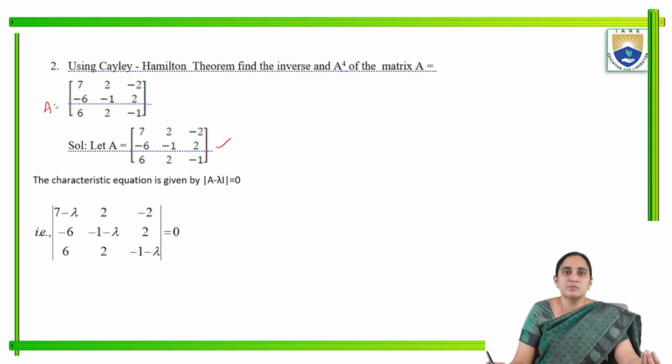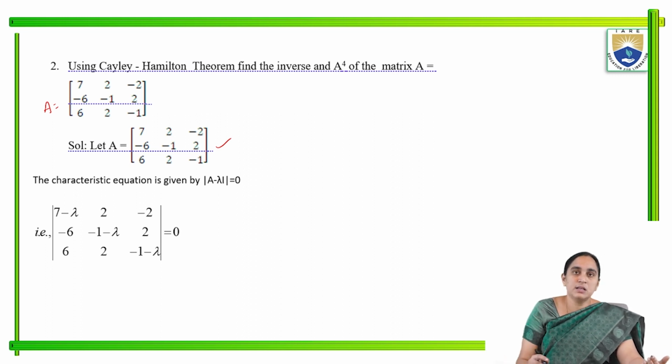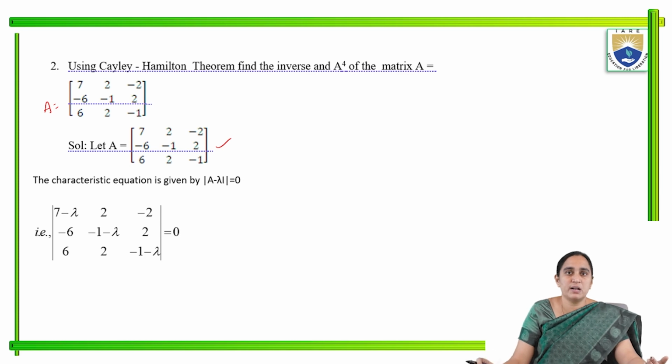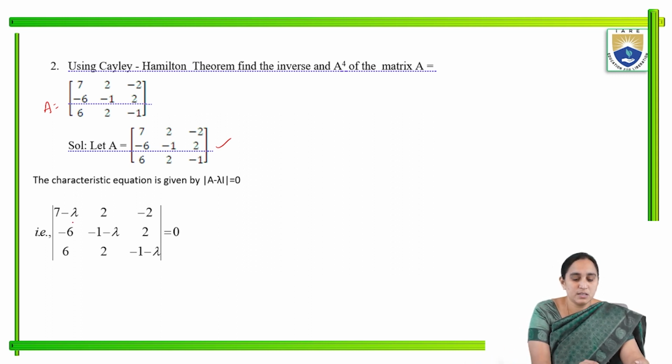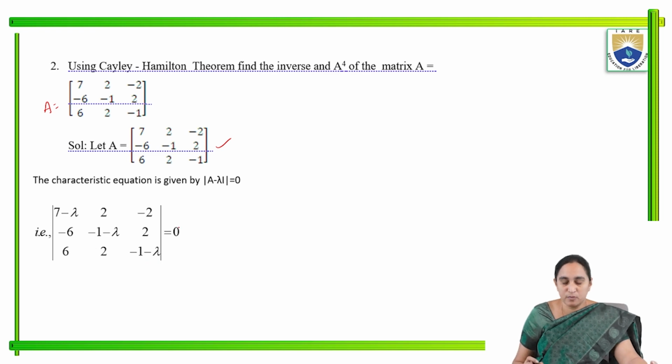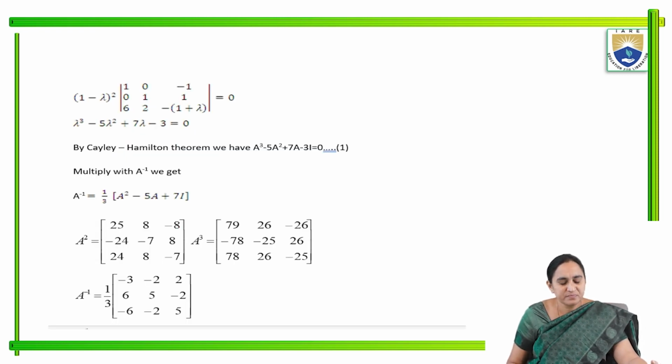The Cayley-Hamilton theorem: every square matrix satisfies its own characteristic equation. That means the given matrix is a square matrix. From that, what about the characteristic equation? Det of A minus lambda I is equal to 0. For that, 7 minus lambda, 2, minus 2, minus 6, minus 1 minus lambda, 2, 6, 2, minus 1 minus lambda is equal to 0.